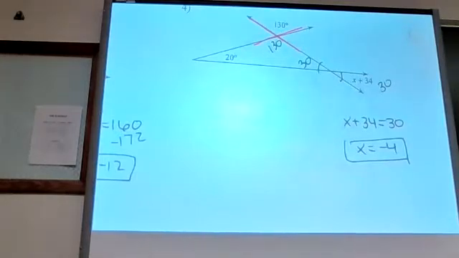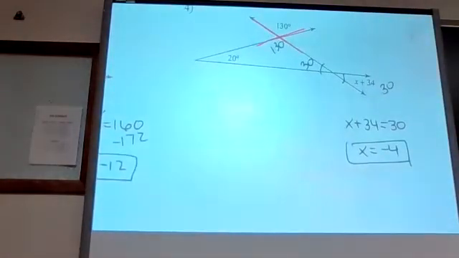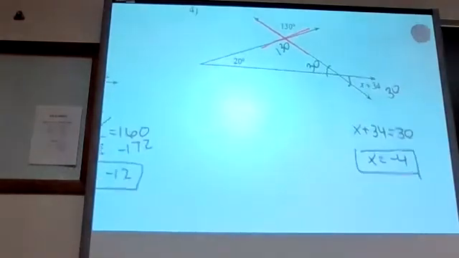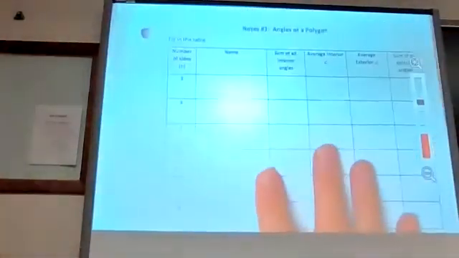Okay. So now what I'd like for you to find is in your notes packet, we're going to switch away from triangles today, and look at polygons in general. And we have this big table at the beginning of notes 3 for you to find.